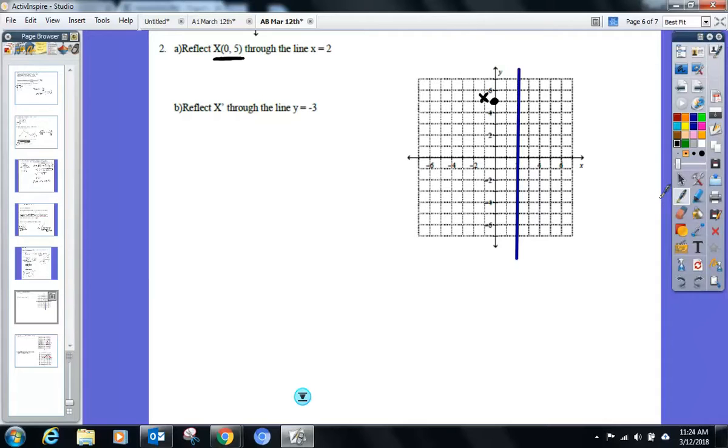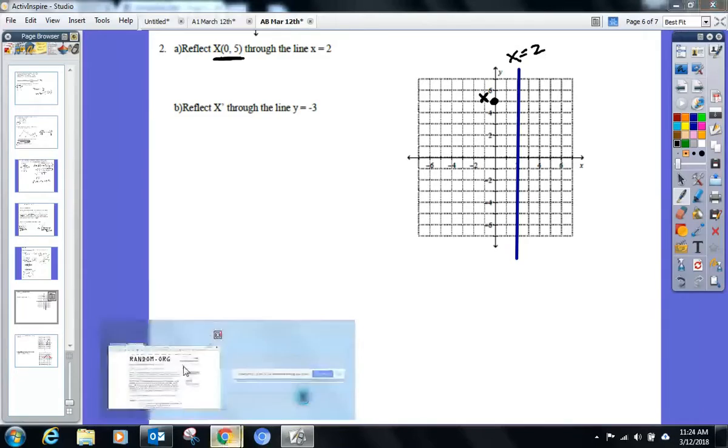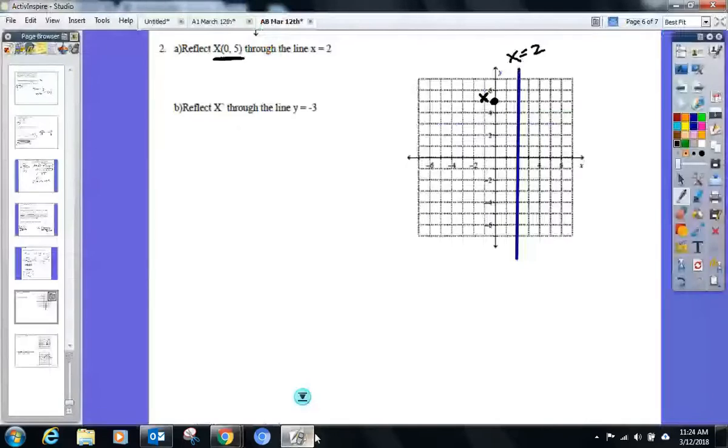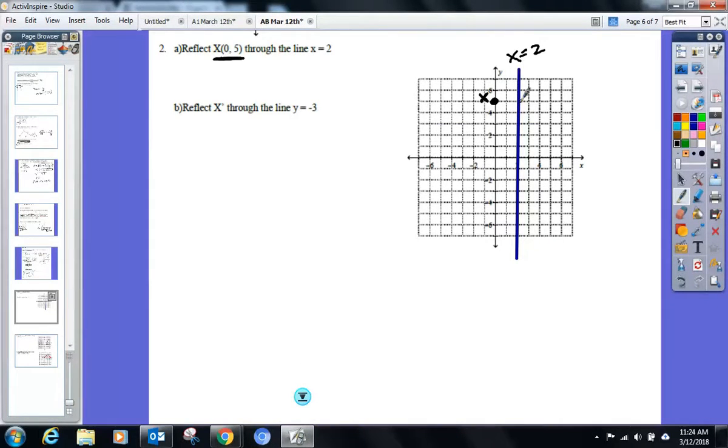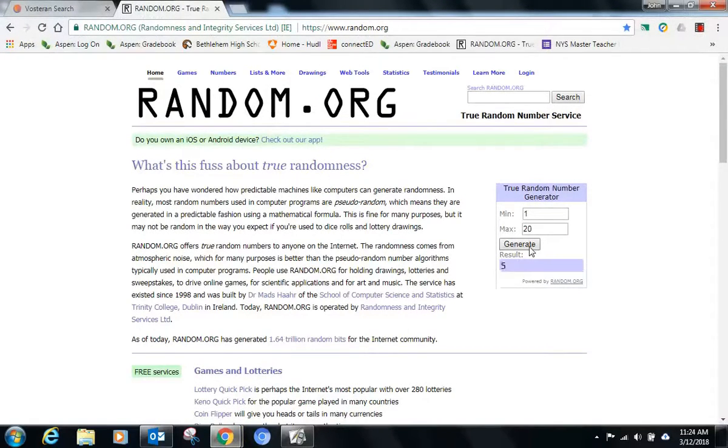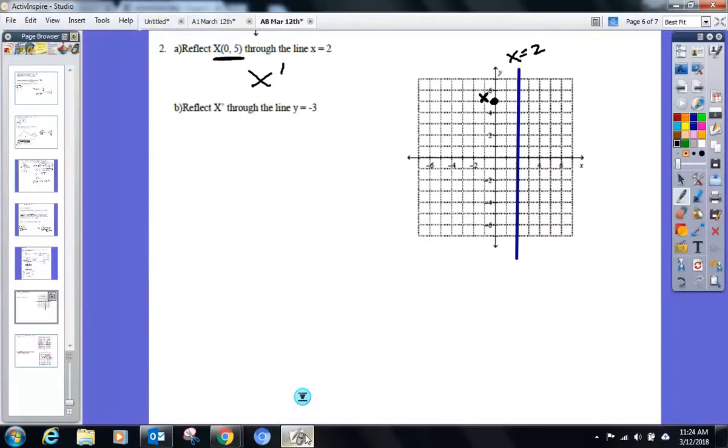Okay, distance doesn't change. How far is point x from that line? How far? 2 units, so everybody go 2 units in the opposite direction. Where should x prime be now? Where should x prime be? Here you go, 5. At 4, 5. All right, so 4, 5. There's x prime.